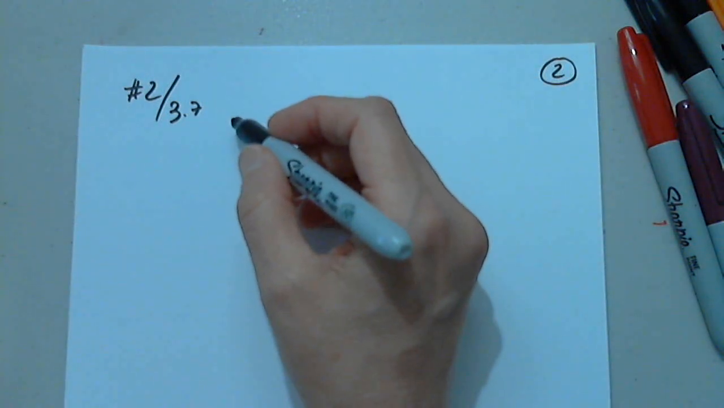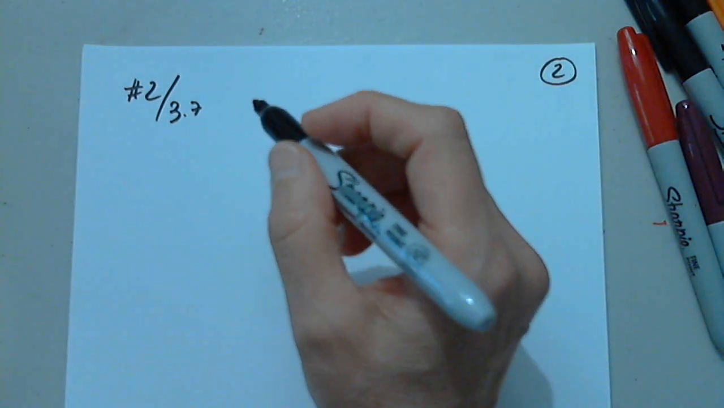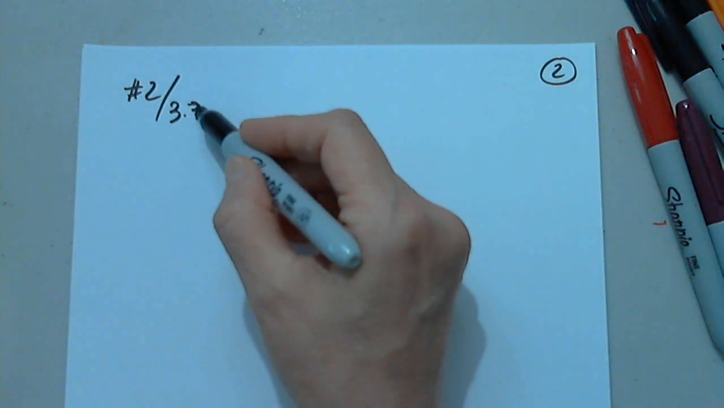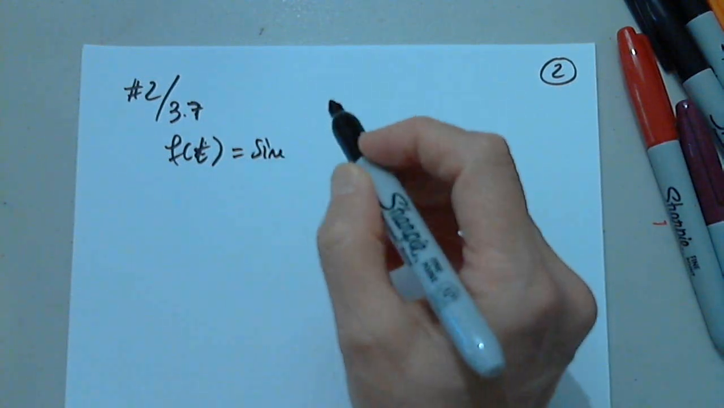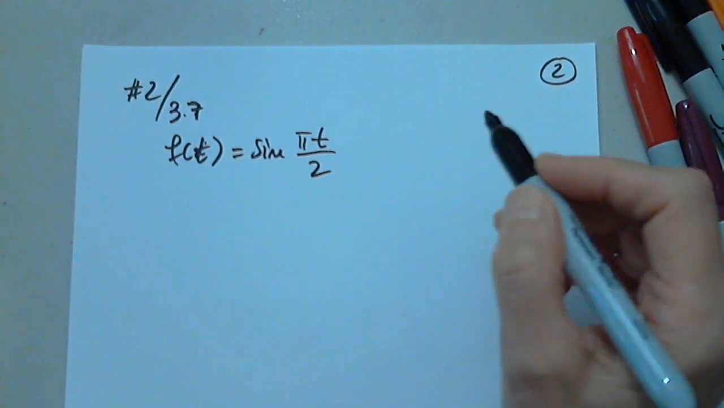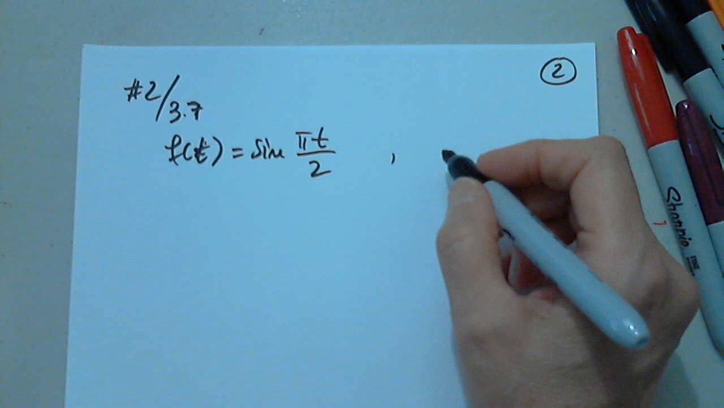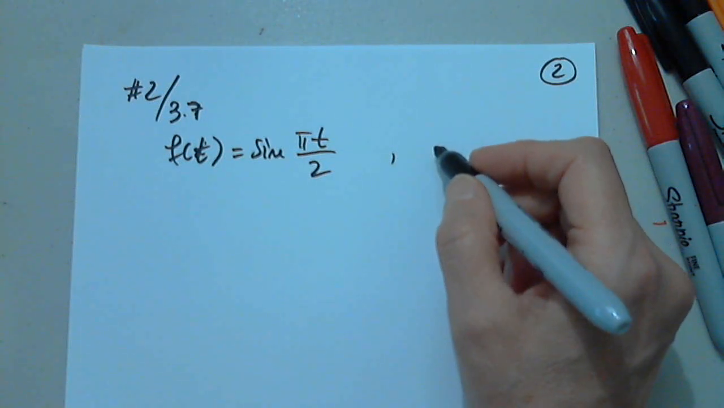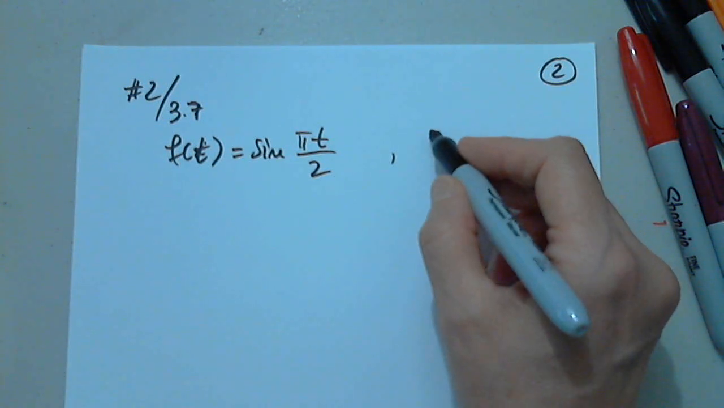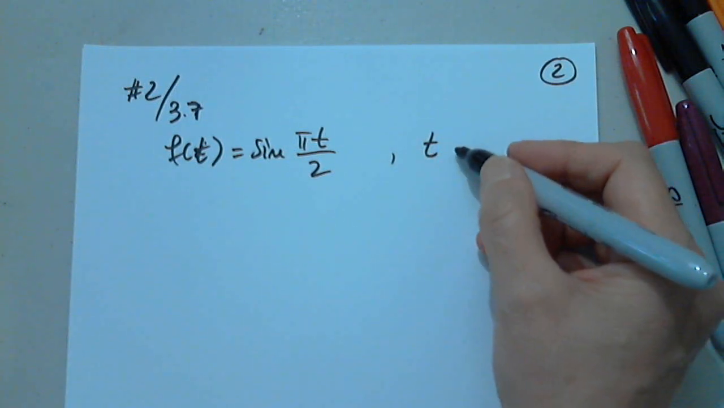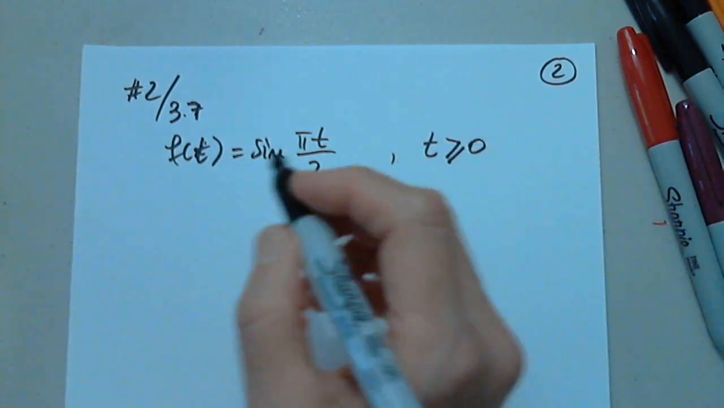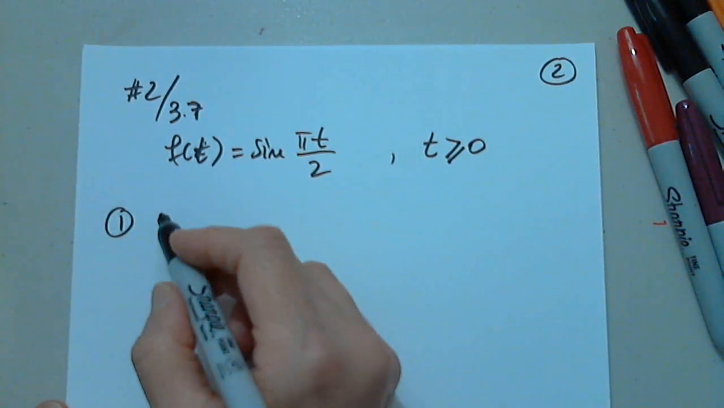I can read it. So it's another particle question. And so the function is f of t equals sine pi t over 2. And then we just jump right into the 5 or 6 questions, however many they are. So we are given t greater than or equal to 0. Okay, so I'm assuming the first question would be the velocity.